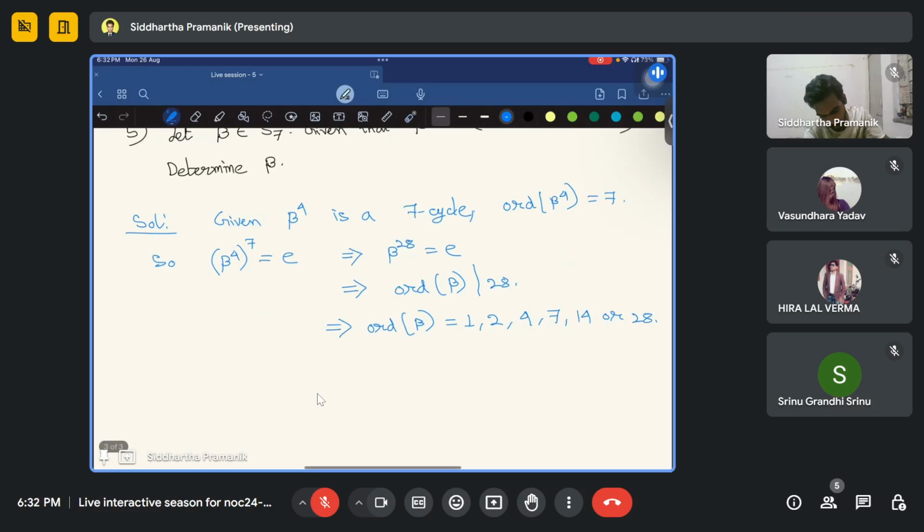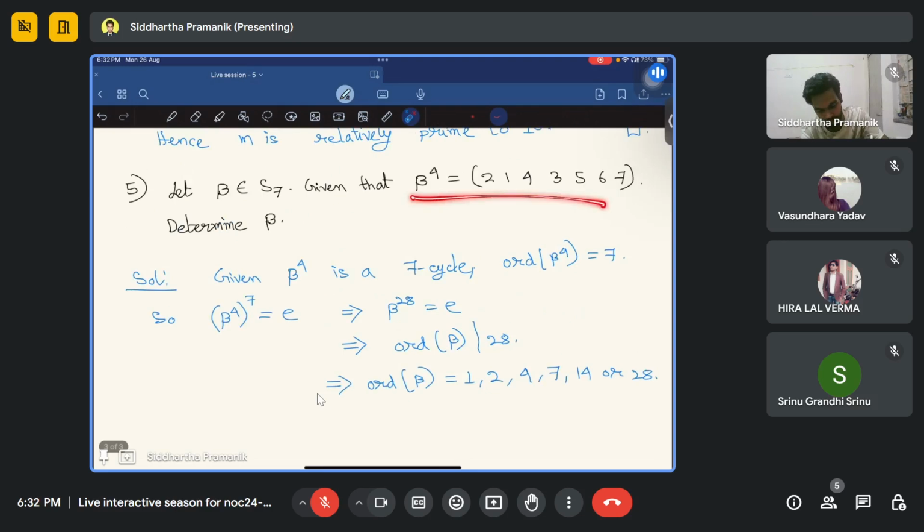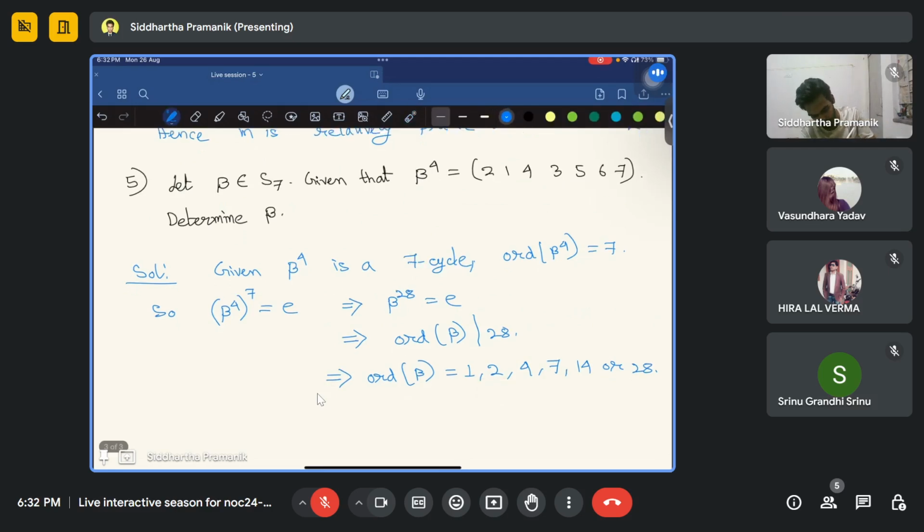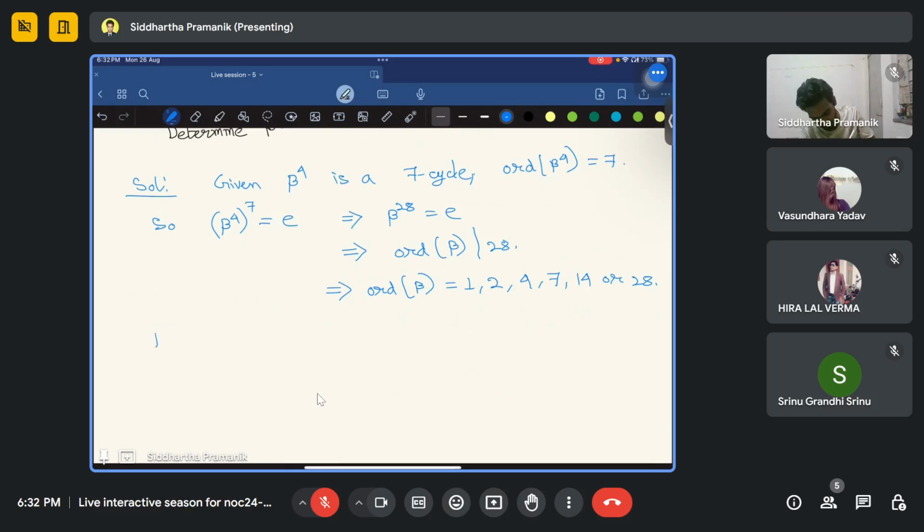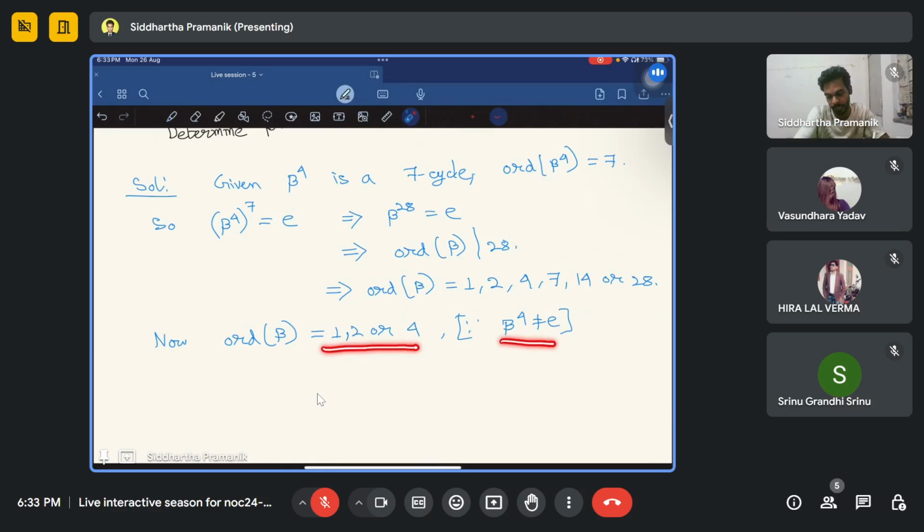Now this cannot be 1 because beta is a non-identity element, because beta power 4 is a non-identity element. Similarly, it cannot be 2. Okay, so let me write. The order of beta cannot be 1, 2 or 4. The reason is beta power 4 is not equal to identity. But if it is 1, 2 or 4, then beta power 4 would be the identity element. But that is not possible.